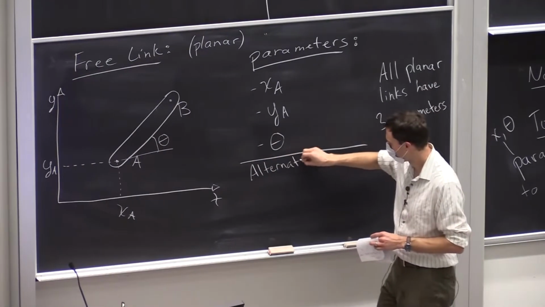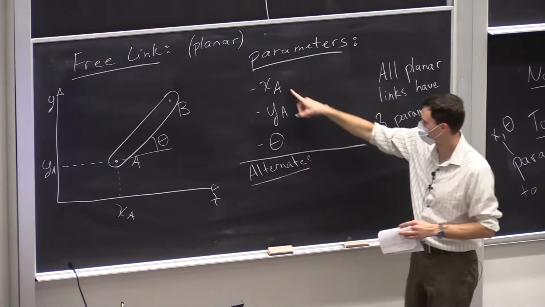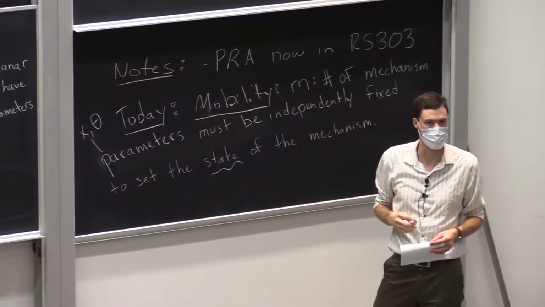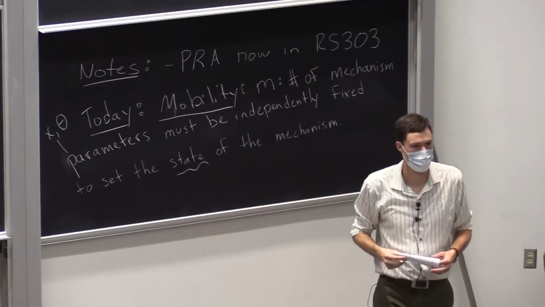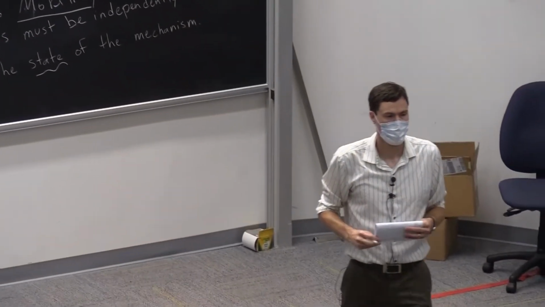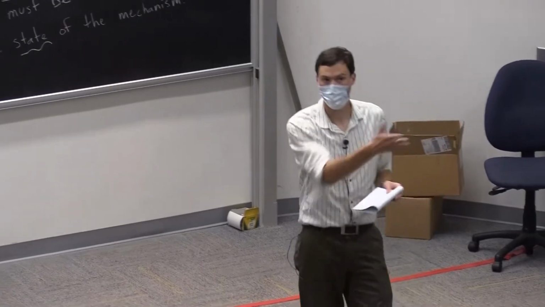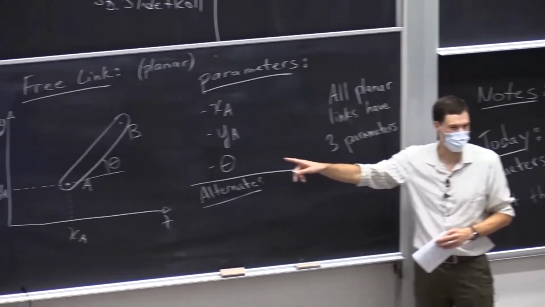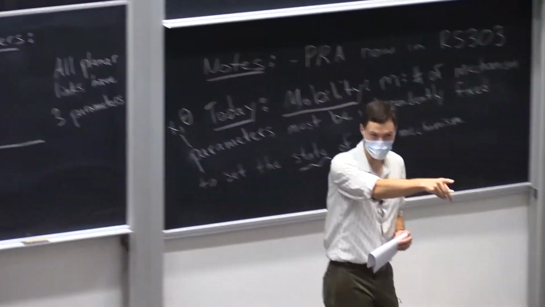Anyone want to tell me an alternate set? Not these 3, but one that would also specify. You can use point A or point B or angles. Like polar points or something? Sorry? Polar points? Like instead of Cartesian coordinates, polar coordinates? Oh, polar coordinates. So that would be a choice. I'd have to redraw my graph though. That is a good alternate choice.